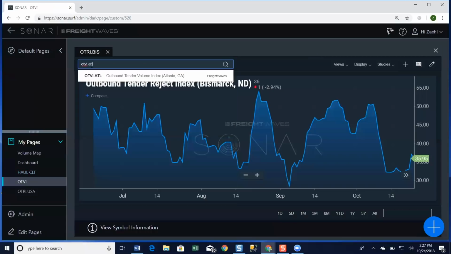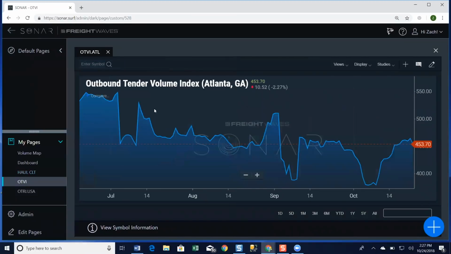I'll go ahead and pull up the outbound tender volume in Atlanta, one of the big 5 markets that we look at here on a daily basis. You can see this big dive as we closed out September. Everything just kind of fell off. Well, Atlanta recovered really fast here in the middle of the month.